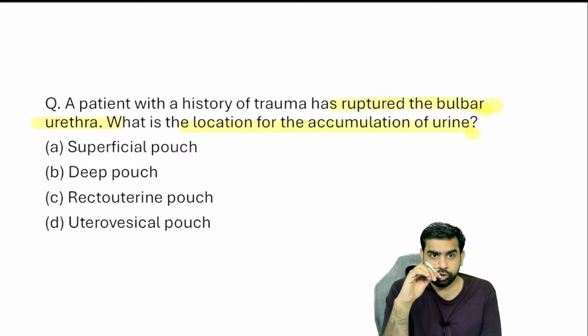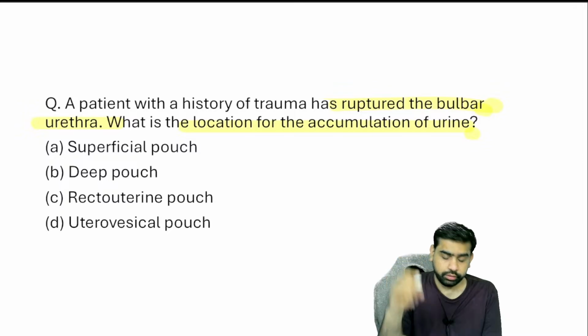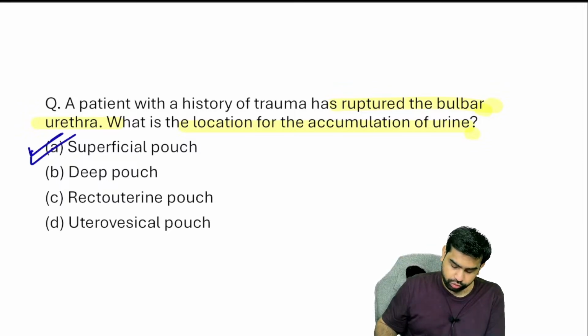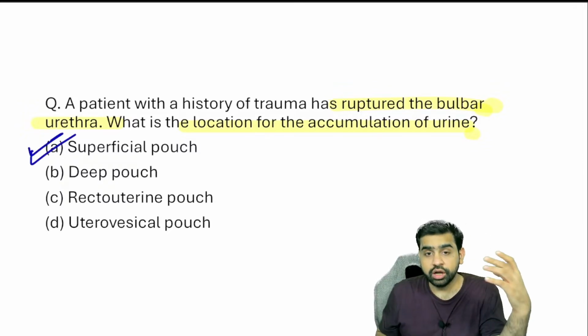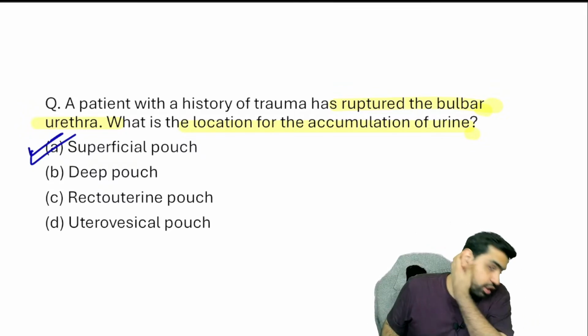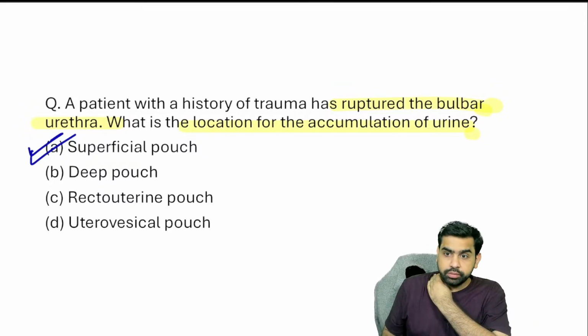Right. So what do you think? What is the answer over here? The answer is the superficial pouch, the superficial perineal pouch. So here the urine is accumulating in the superficial perineal pouch. I hope you are able to understand this particular point, right?